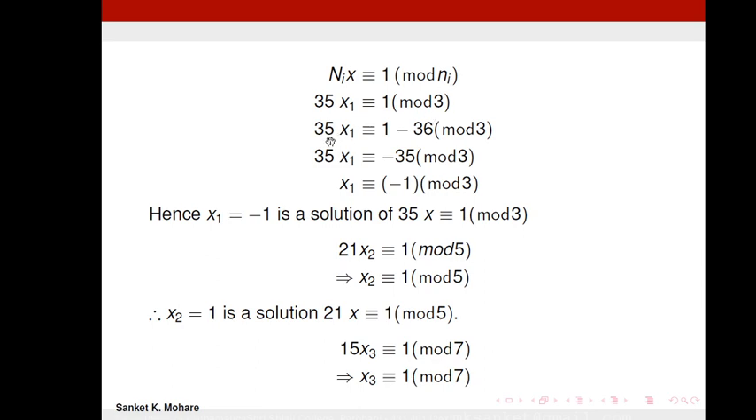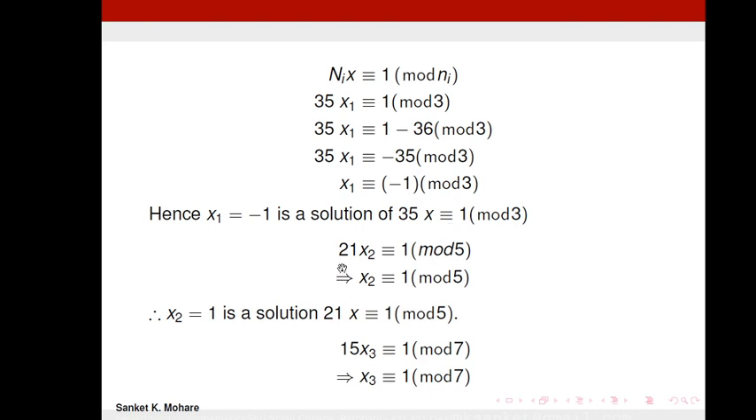So this implies 35 x1 is congruent to 1 minus 36 modulo 3, as 35 doesn't divide 1. So we subtract a multiple of 3, that is 3 into 12. So 1 minus 36 is equal to minus 35, and this congruence gives x1 is equal to minus 1 modulo 3. Hence x1 equals minus 1 is a solution of 35x congruent to 1 modulo 3.